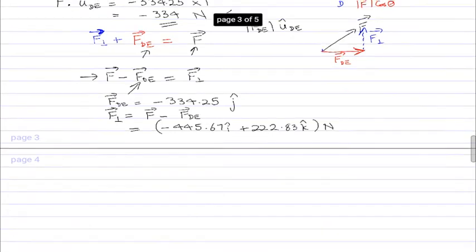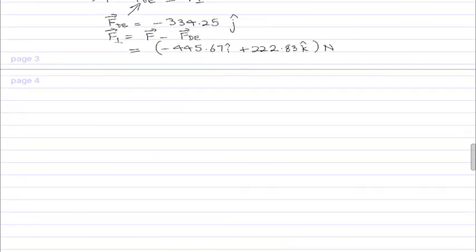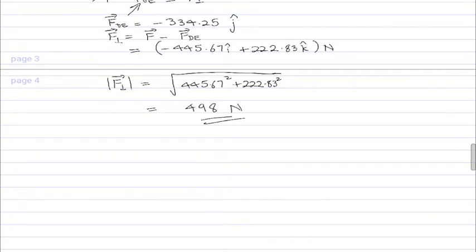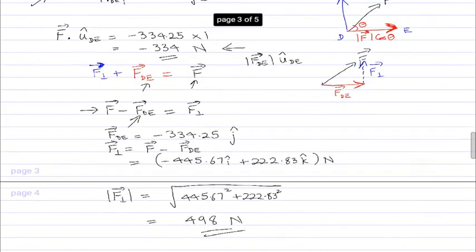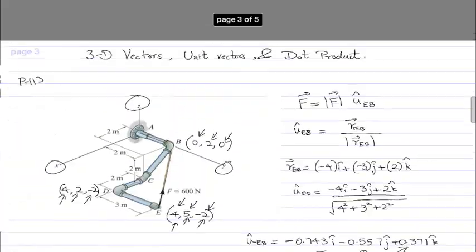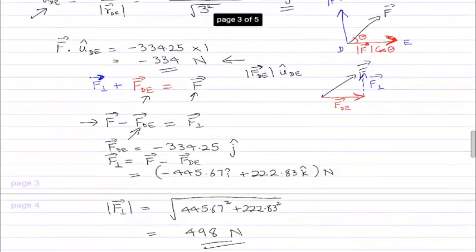So that's basically the vector that's perpendicular to the component of F along the line dE. And to find the magnitude of that vector, you just find the square root of the sum of squares. So 445.67 squared plus 222.83 squared. That will give you something around 498 newtons. So that is how you solve these kinds of problems.